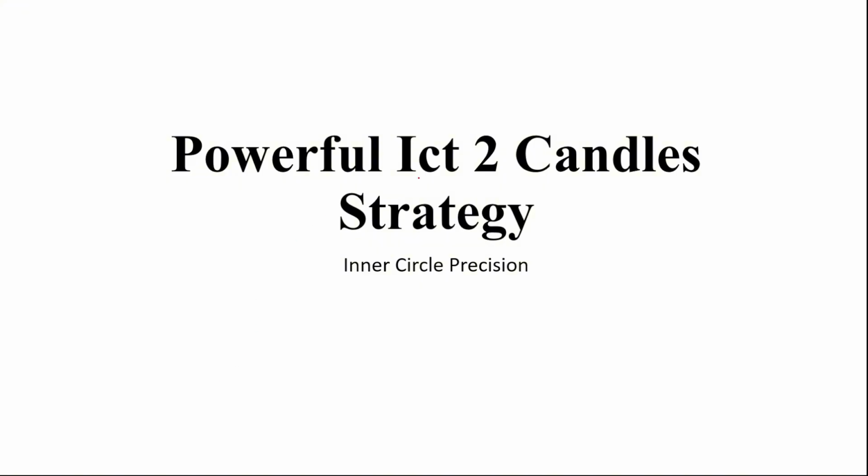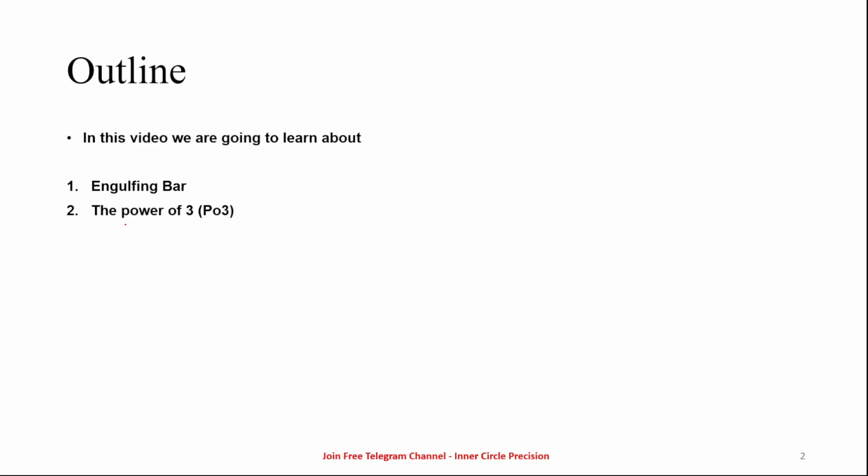Powerful ICT two-candle strategy. Alright, so we are going to learn about: one, the engulfing bar, and two, the power of three entries market application, which is one of the most important topics you need to be able to apply. If you are able to apply whatever you are going to learn, this is definitely going to make you some money. It's a guarantee that if you apply it in the exact manner that will be explained in this particular video, you are going to definitely make some money.